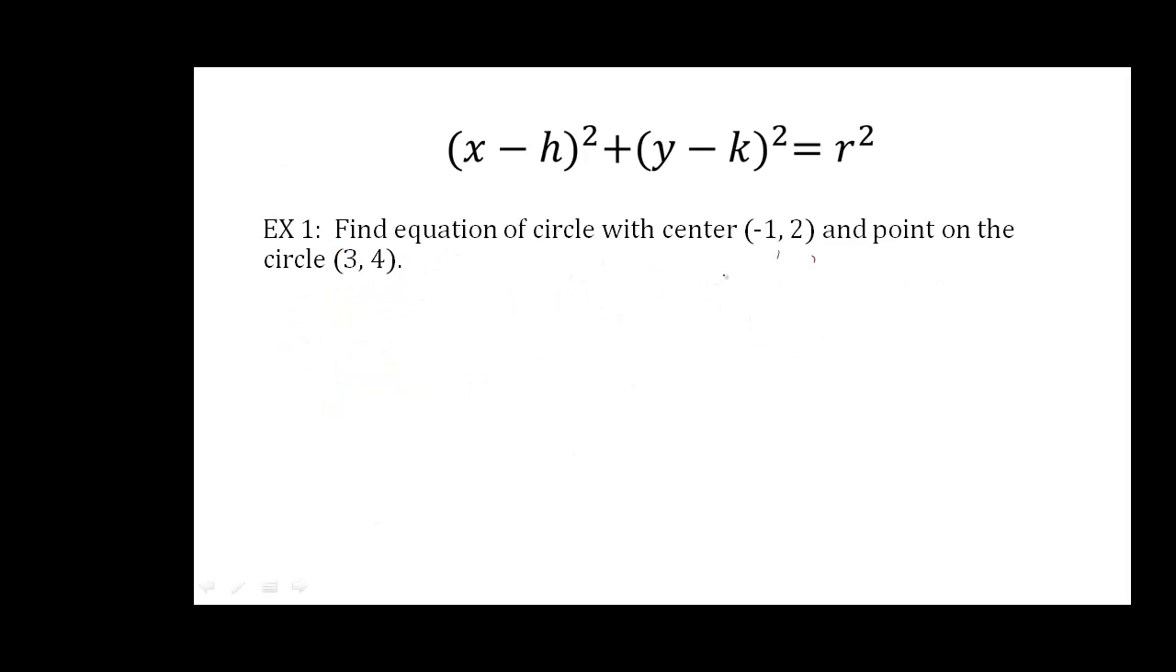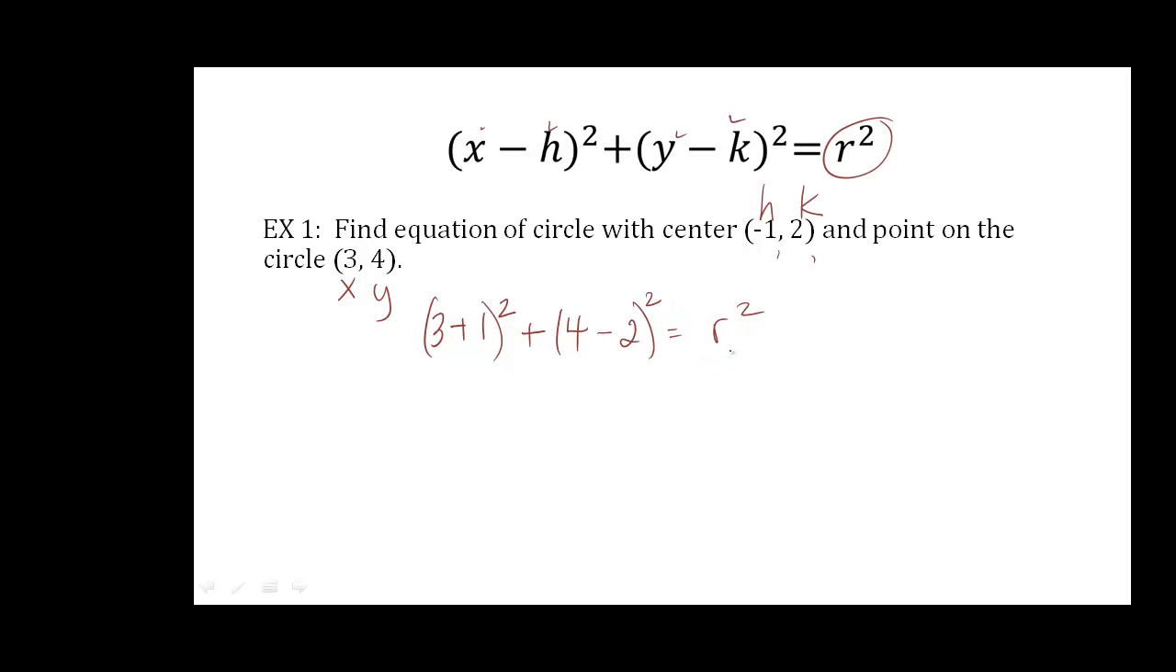So step 1, find the equation of a circle with the center (-1, 2) and a point on the circle (3, 4). There's more than one way you can do this, but I think this is the simplest way. We know the center is h and k. We know the point on the circle is the x and the y. The only variable I'm missing is the r, which I could solve for since it's one single variable. So I plug in what I know. 3 minus, 3 is my x, minus h means plus 1, squared, plus y minus k squared equals r squared.